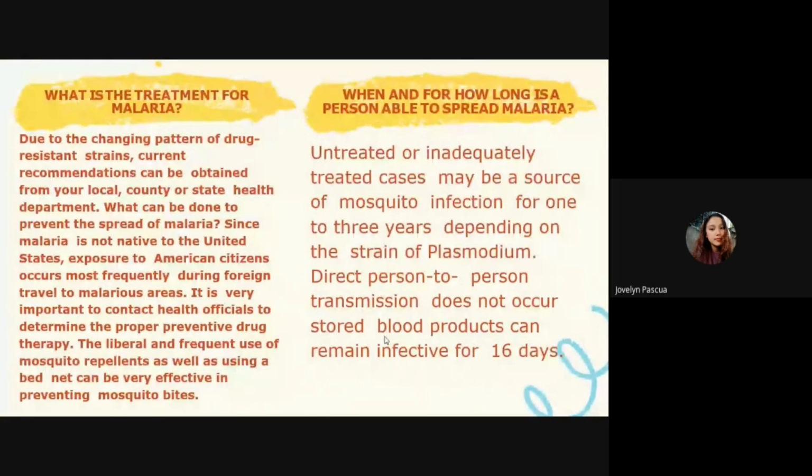What is the treatment for malaria? Due to the changing pattern of drug-resistant strains, current recommendations can be obtained from your local, county, or state health department. What can be done to prevent the spread of malaria?